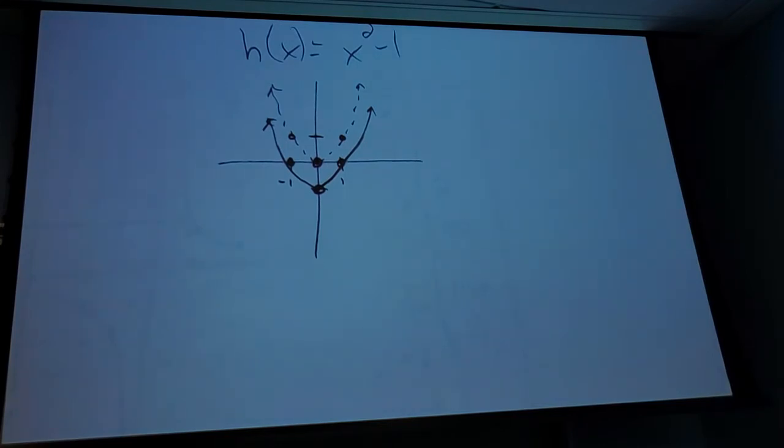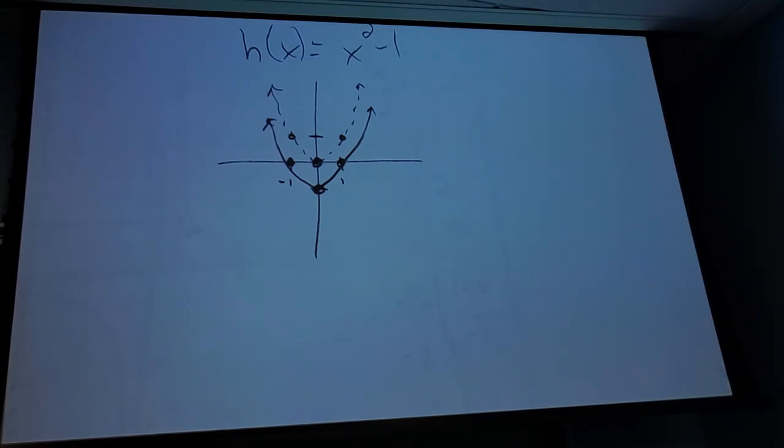What's the domain of this thing at the moment? You guys can do this. All real numbers. Negative infinity to infinity. I love it, same way to say all real numbers. Because there's no number I can't square, and then there's no number I can't subtract 1 from. So any number works. Is that cool?